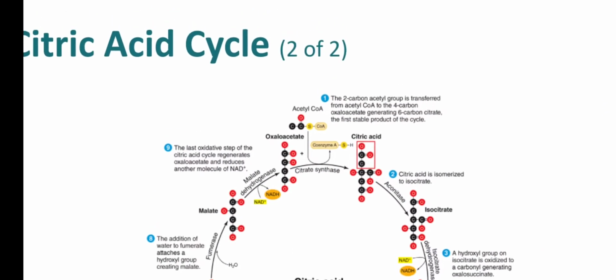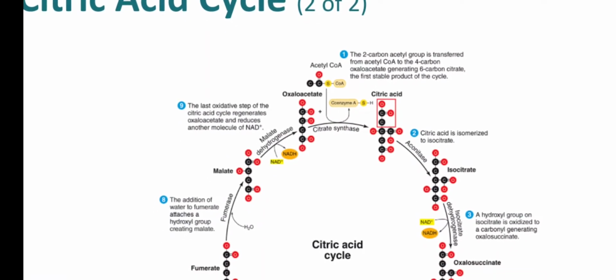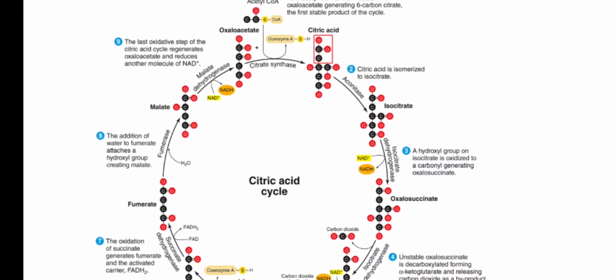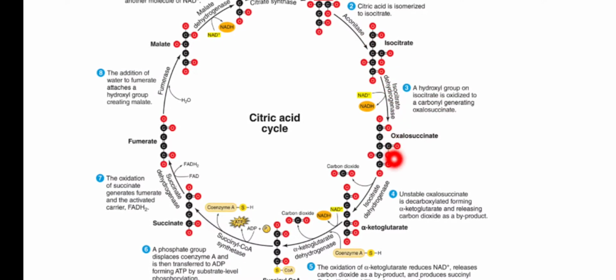You enter the cycle through the acetyl-CoA. Your coenzyme A will deliver the acetyl group to your oxaloacetate. This oxaloacetate will produce citric acid. That is why it's called the citric acid cycle, because the first resulting molecule after the acetyl-CoA has entered is actually citric acid. This citric acid will be converted to isocitrate, and then this is oxidized to oxalosuccinate. You will generate 1 NADH molecule here.